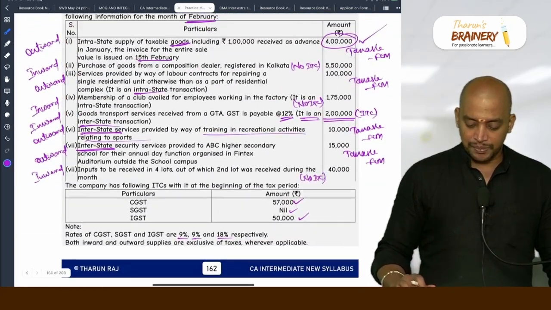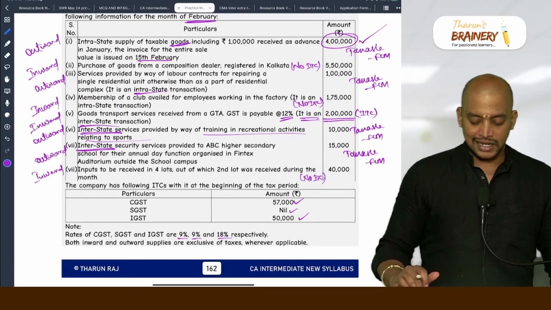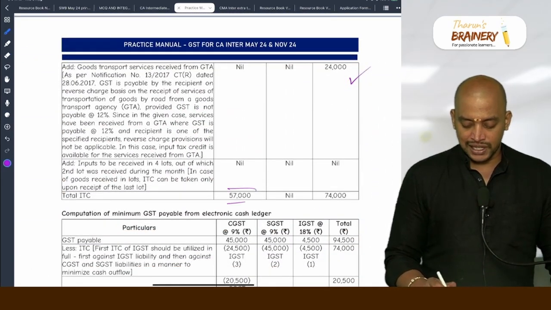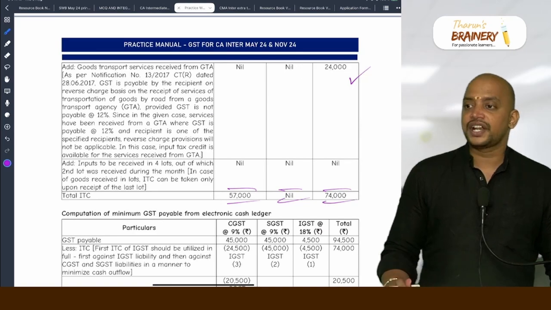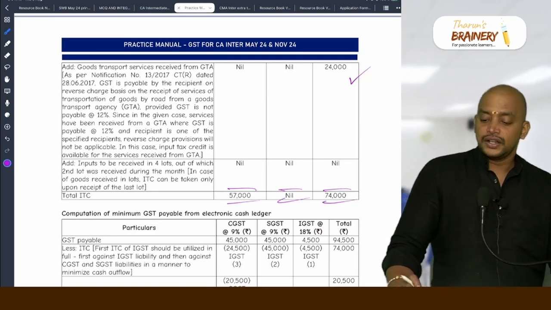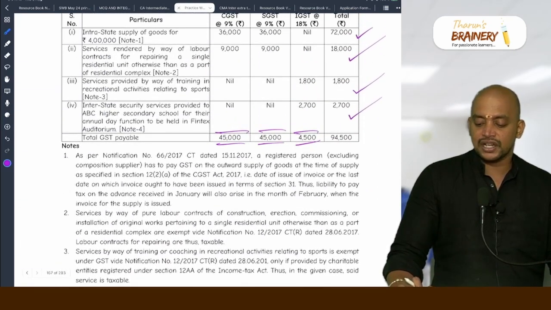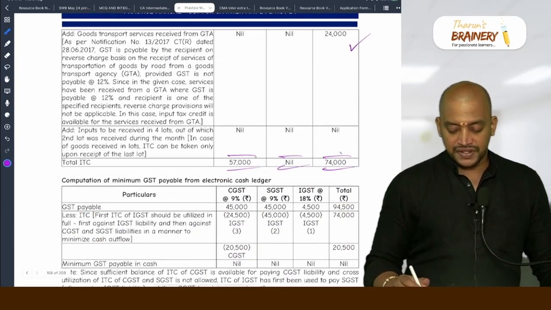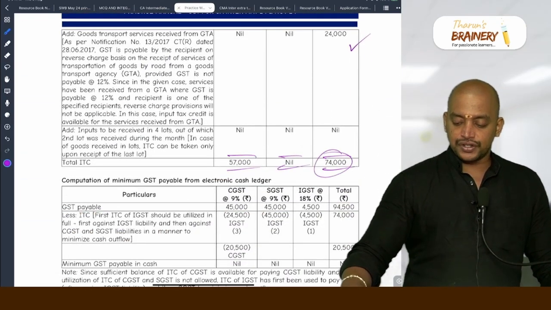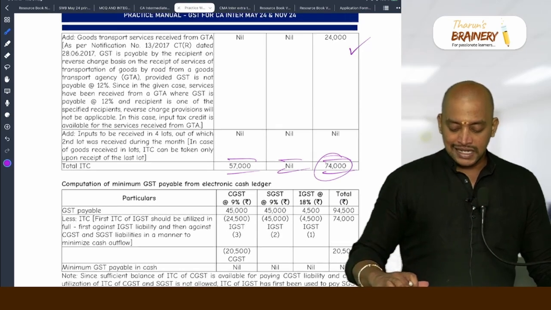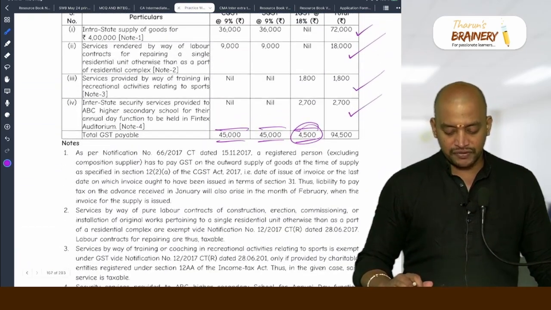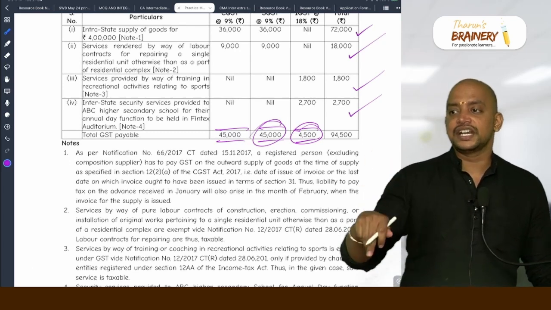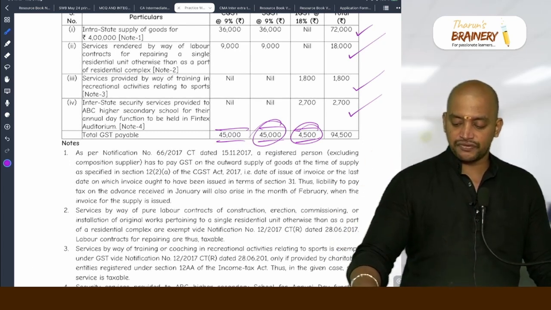The next inward supply, again no ITC. So therefore, if you see the ITC, 57,000, nil and 74,000. Are you understanding? Now computation of net GST payable. What is the gross liability? IGST 45. But how much credit we have? 74. So 74,000 minus 4,500, 69,500. For what we will use? SGST. Because CGST credit we have, use for SGST, minus 45.